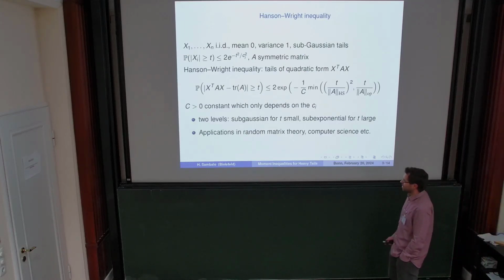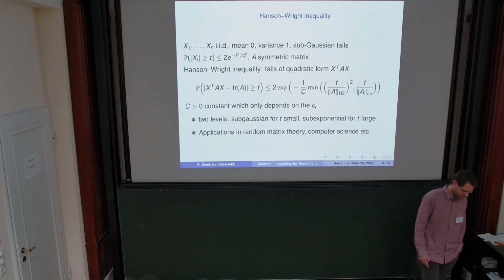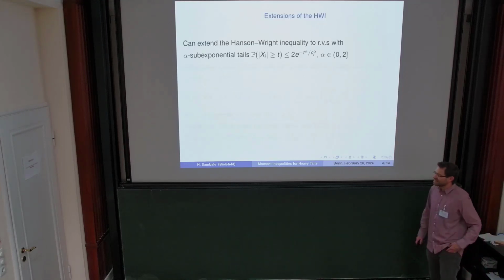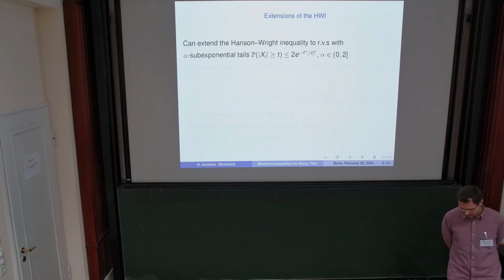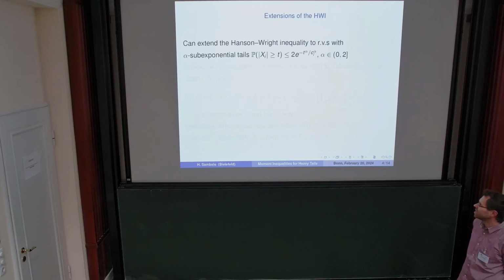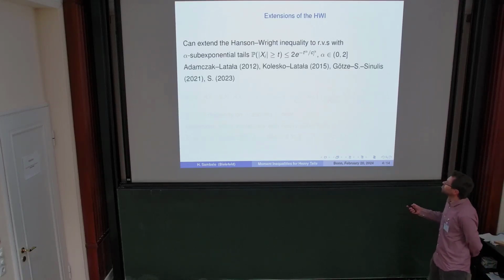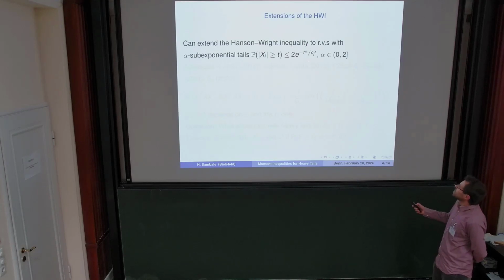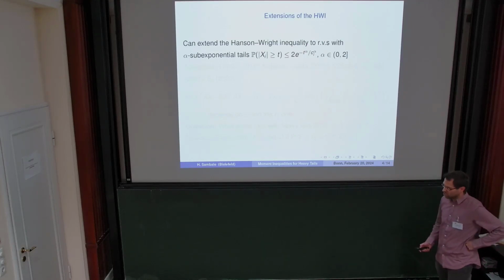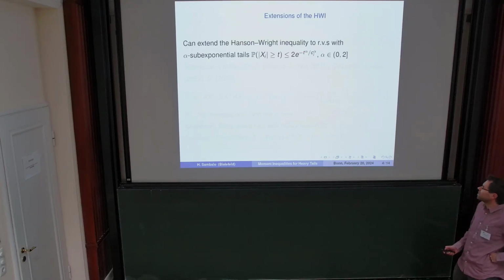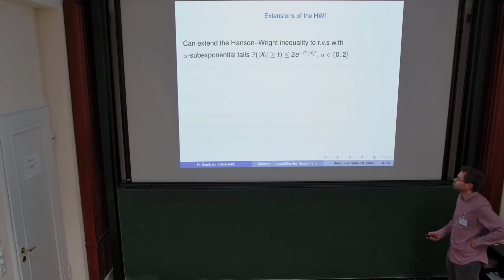And it has a number of applications, for instance, in random matrix theory, in computer science, and so on and so on. So this is some interesting thing. Now let us consider random variables which have tails which are a little heavier. So they are no longer sub-Gaussian, but still sub-exponential in some sense. So you replace the 2 from sub-Gaussianity with some alpha, which now lies between 0 and 2.